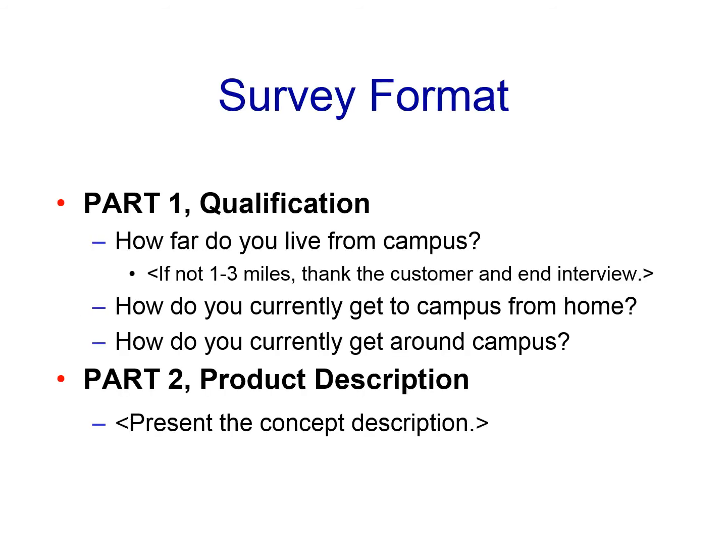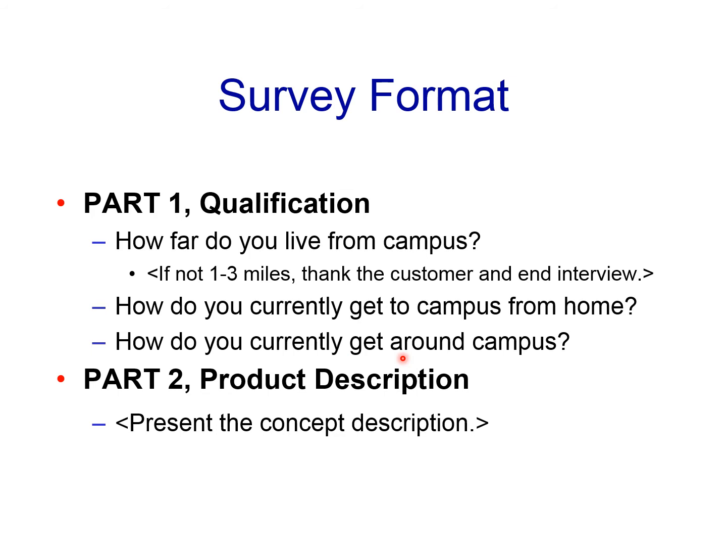Okay, let's look at the breakdown of what a survey would look like and what are the important components of a successful survey. In the first part of the survey, you want to establish or verify that the respondent fits the definition of the target market. So you ask what we call screener questions. How far do you live from campus? How do you currently get to campus? How do you currently get around campus?